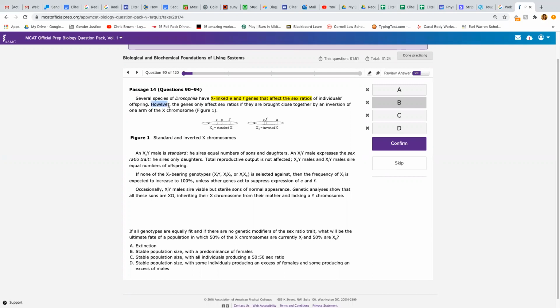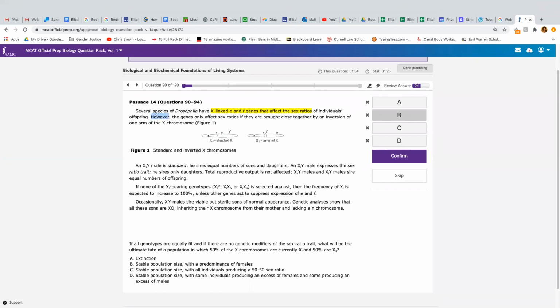So we see, however, and I personally like to stop and note anytime I see any pivot words or transition words, because it oftentimes gives you an idea of how a full thought is put together. So in these two sentences, it's really two thoughts, right? There are these flies that have these X-linked genes, E and F. However, the genes only affect the sex ratio if they are brought close together by an inversion of one arm, right?